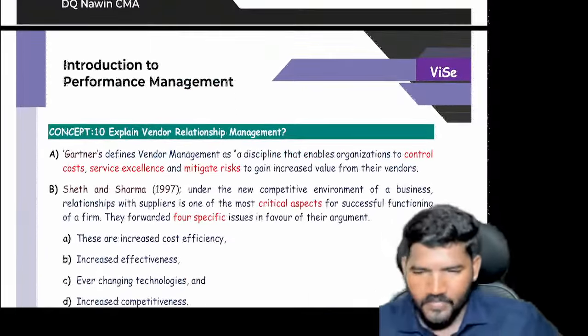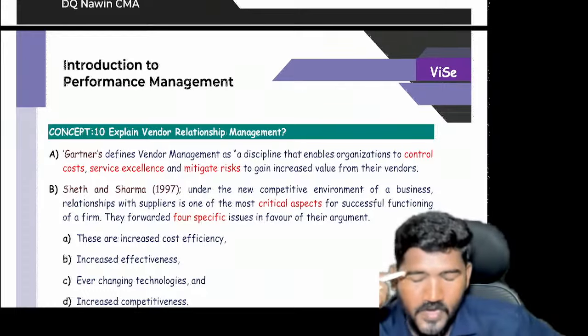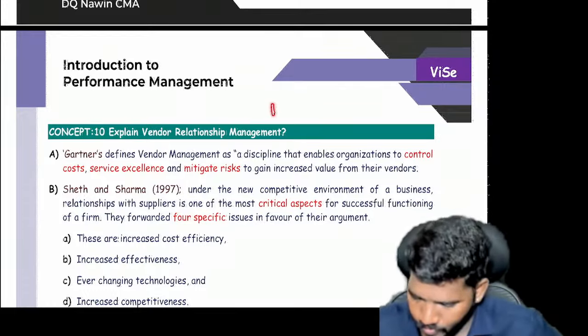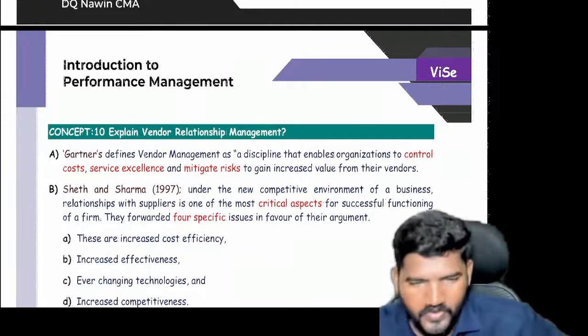Last time they focused on customer relationship management, guys. So this time you have to put in more effort on vendor relationship management.